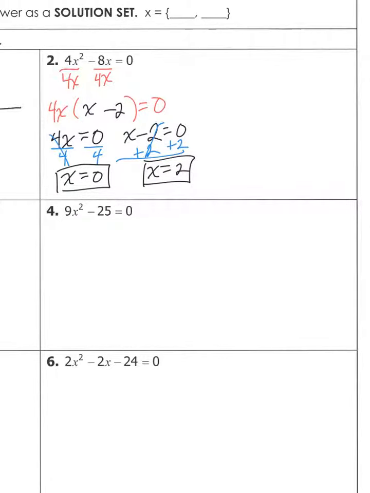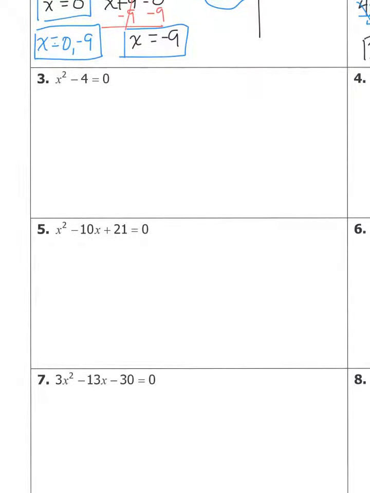So if I asked you to sketch that, you would plot a point at 0 and one approximately at 2, and my graph opens up because A is positive. So my vertex would have to be below the x-axis. So here's just a quick sketch of that parabola. All right, so number 3.